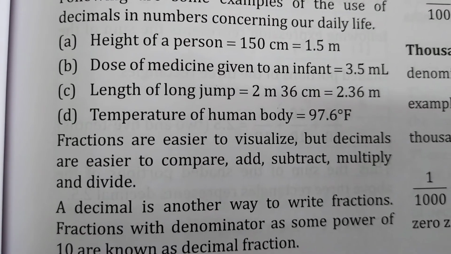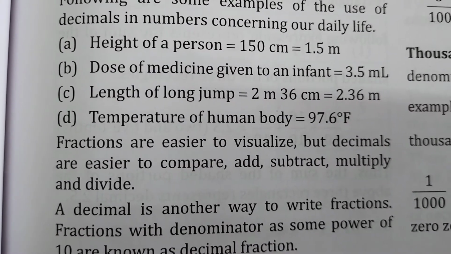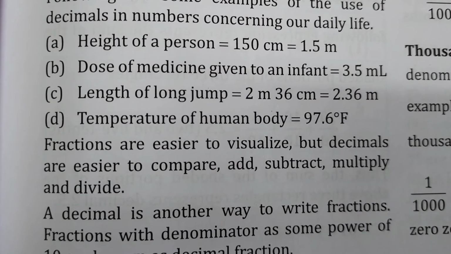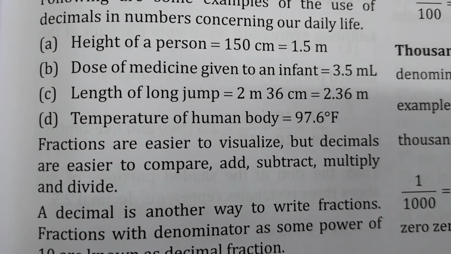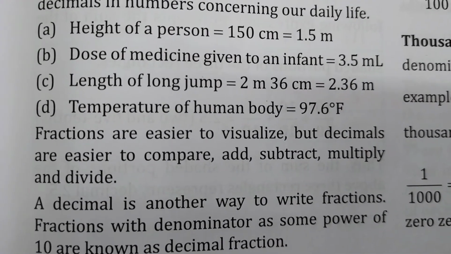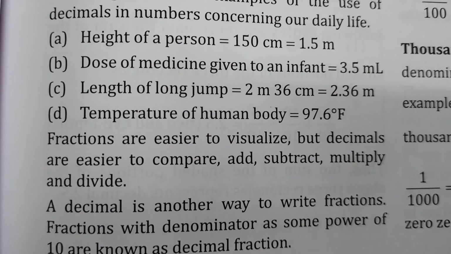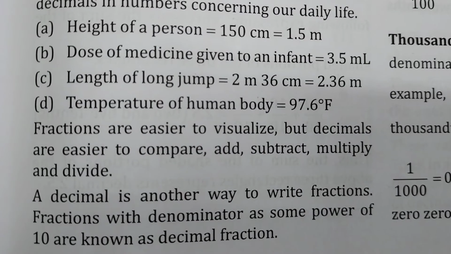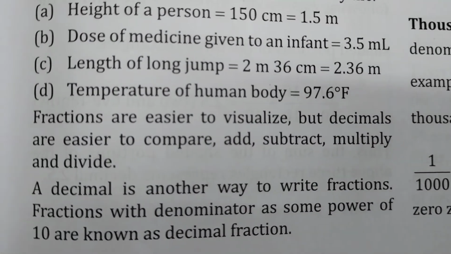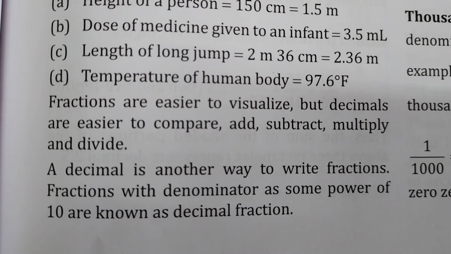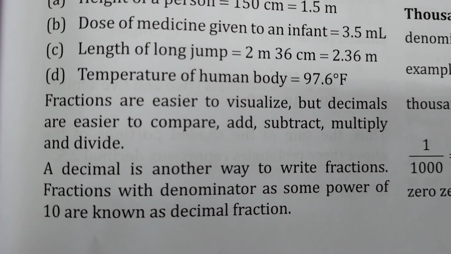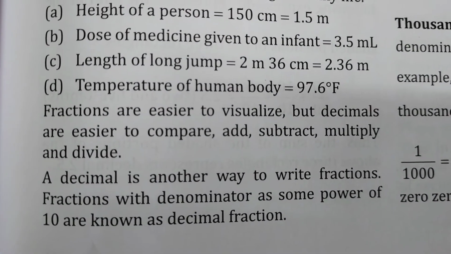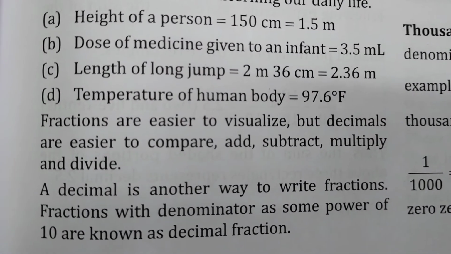Following are some examples of the use of decimals in numbers concerning our daily life. Height of a person 150 centimeter, which we write as 1.5 meters. Dose of a medicine given to an infant, 3.5 ml. Length of a long jump, 2 meter 36 centimeters, which is equal to 2.36 meters. Temperature of a human body is 97.6 degrees Fahrenheit.